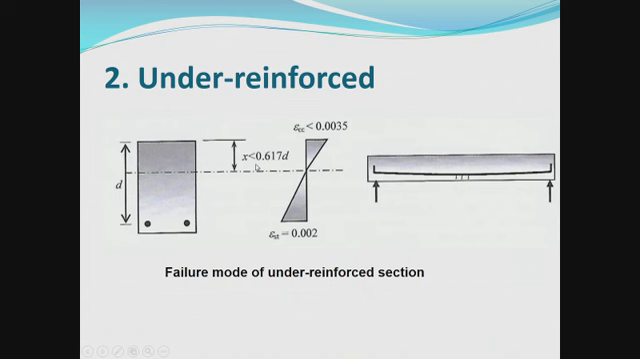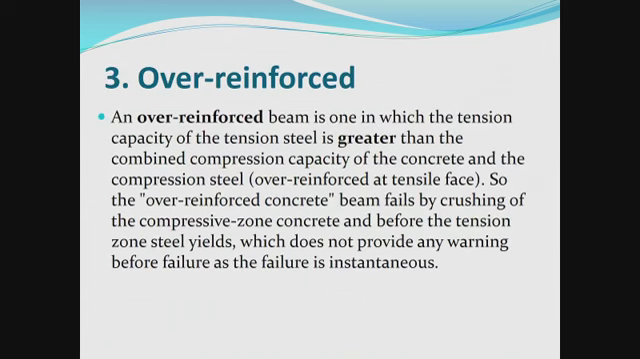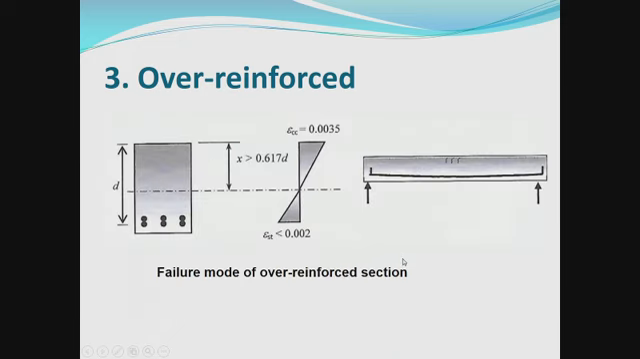We move to the third failure, which is called over-reinforced. An over-reinforced beam is one in which the tension capacity of the tension steel is greater than the combined compression capacity of concrete and steel. So, the over-reinforced concrete beam fails by crushing of the compressive zone concrete before the tension zone steel yields, which does not provide any warning before failure, as the failure is instantaneous.